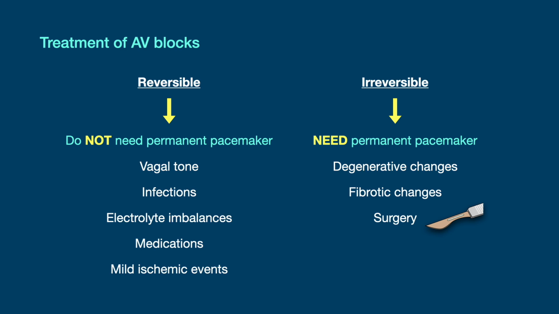Permanent causes of AV block require a permanent pacemaker. These include degenerative changes, fibrotic changes caused by sarcoidosis and hemochromatosis, and surgery, such as ablations or valve repair.